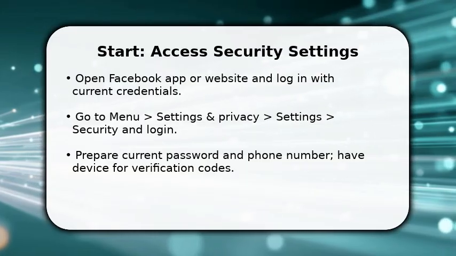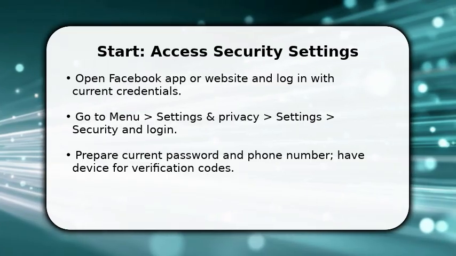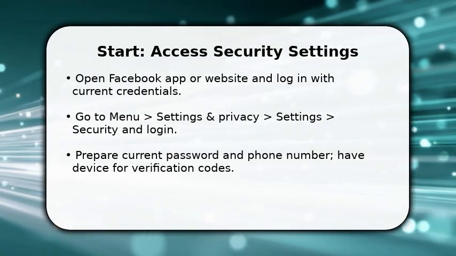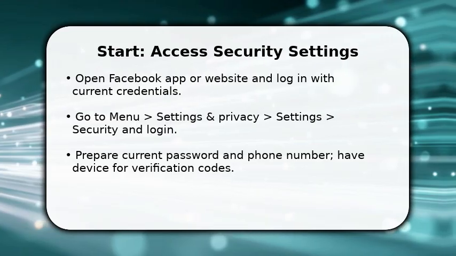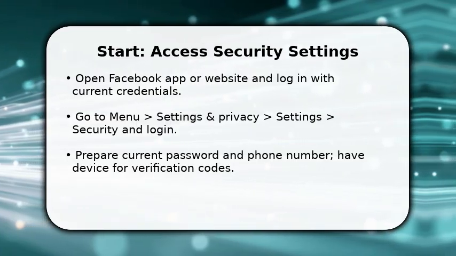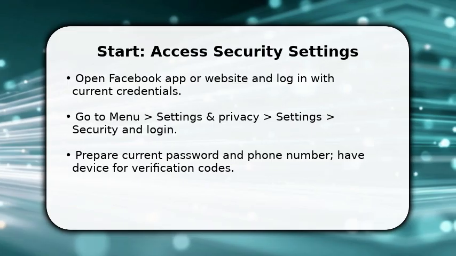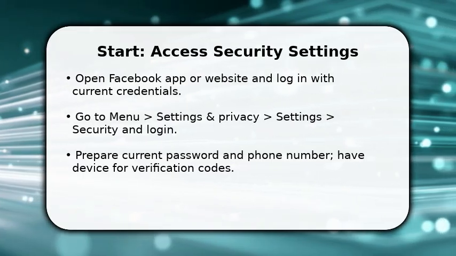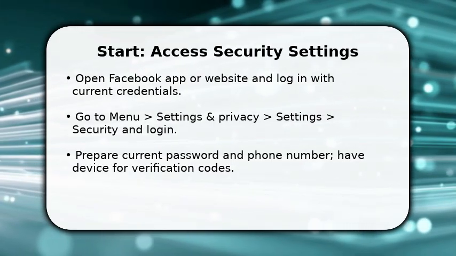You're entering security and login now. Tap Menu, choose Settings and Privacy, then Settings and open Security and Login. You need your current password to change critical info, so enter it when prompted. Once logged in, locate Login section to update phone or password options.